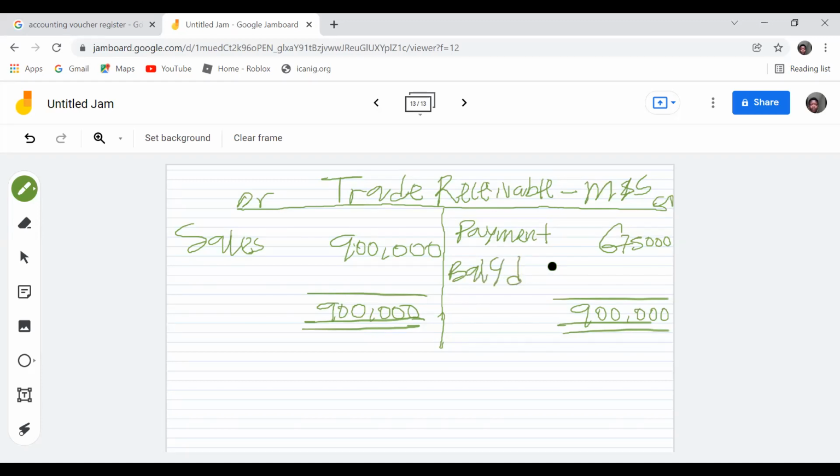So you are going to say balance c/d here, which is how much is left: 900,000 minus 675,000. That means it is left with 225,000. So I'm going to have balance brought down of 225 thousand. That is about that.